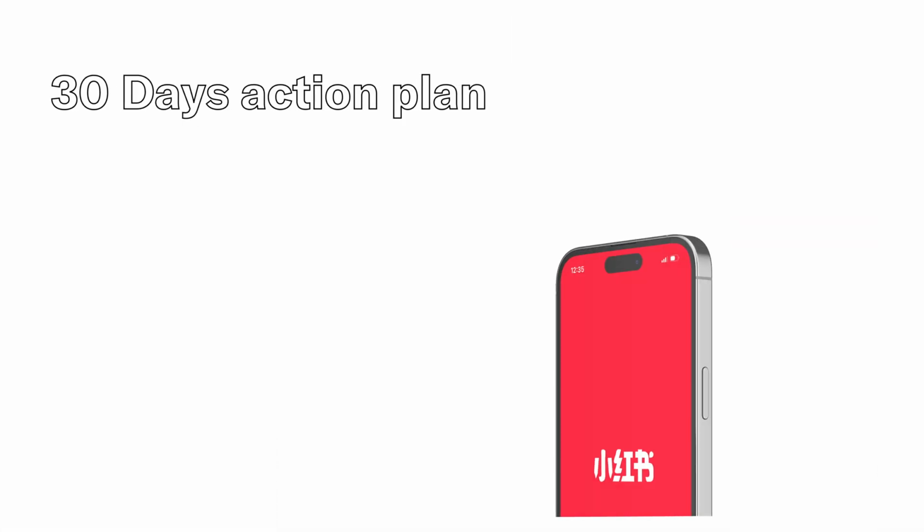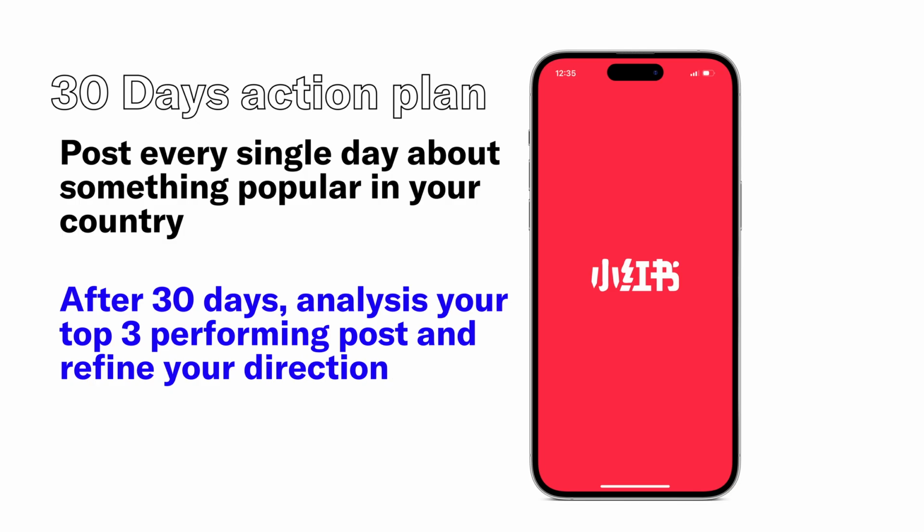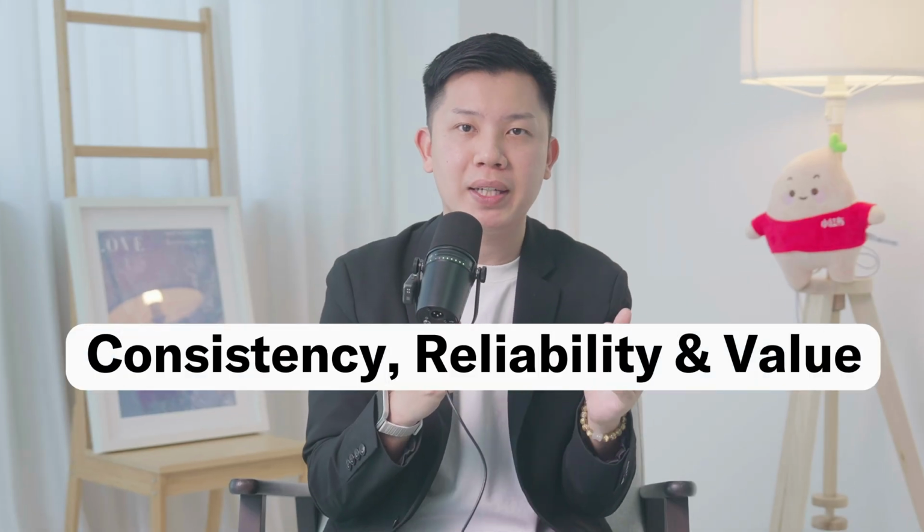So now that your foundation is strong, here's your 30-day action plan. Post every single day about something popular in your country that you think people might be interested in. It doesn't have to be related to your profession, but you do have to post something related to your work or services you're selling here and there. At the end of the 30 days, analyze your top 3 performing posts and refine your direction. Remember, Xiao Hong Shu is not about perfection, it's about consistency, reliability, and value.